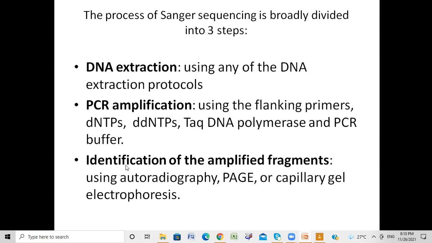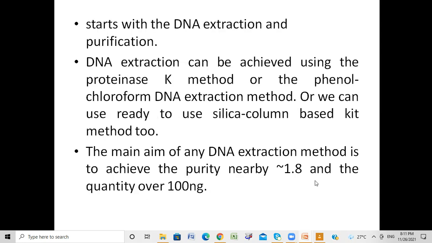The amplified fragments can be identified using autoradiography and polyacrylamide gel electrophoresis, or capillary gel electrophoresis. This is a sort of advanced or modified method of the Sanger sequencing. We start with the DNA extraction and purification. The DNA extraction can be achieved using the proteinase K method, the phenol-chloroform DNA extraction method, or we can use a ready-to-use silica column based kit method too. So there are different methods for the DNA extraction.